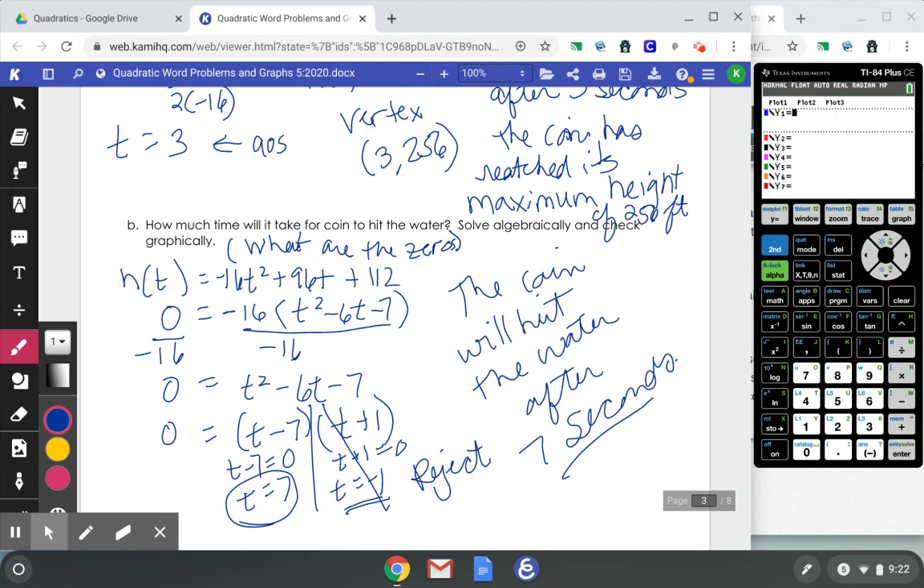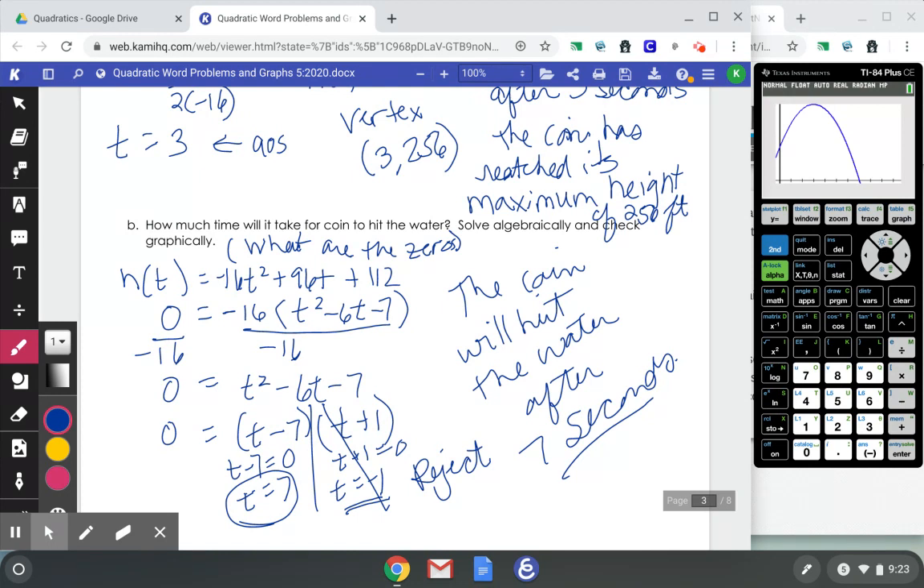Okay, it says to check with your calculator. So I am going to plug this equation into my calculator: negative 16t squared plus 96t plus 112. And then I'm going to change my window because I know this is going to go all the way up to 256 feet. So I want to make sure that the y max goes up to 256. So now I can see that whole entire curve. Okay, now this makes sense.